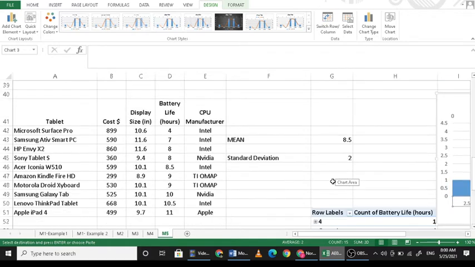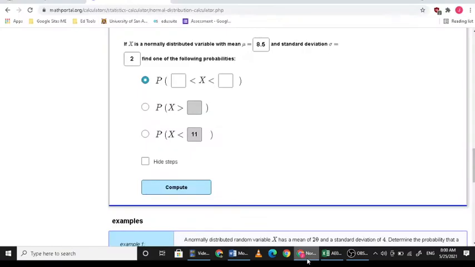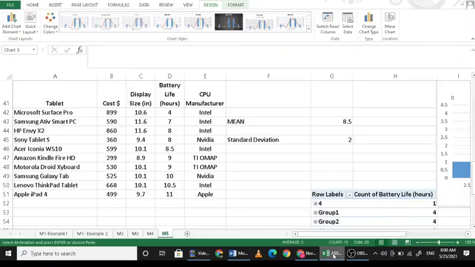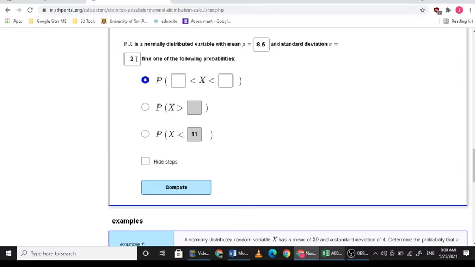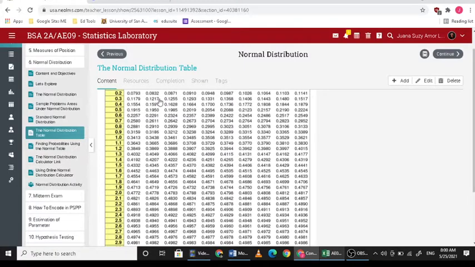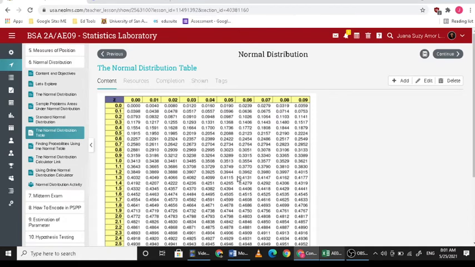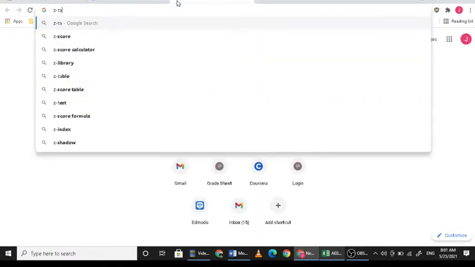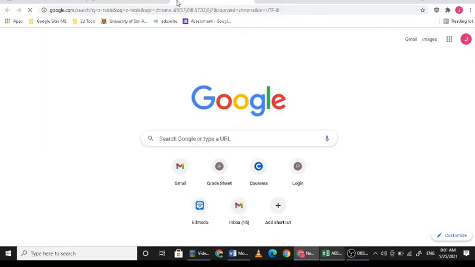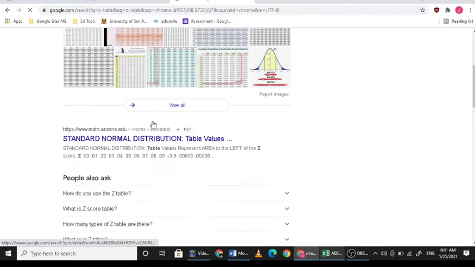So for the second example, the mean is 8.5, a calculated mean, class. Then the standard deviation is 2. So find one of the following probabilities. Okay. So first, let's have your less than. The normal distribution table, class, always reads the less than. This is a half z table. Let's have a z table that is full.